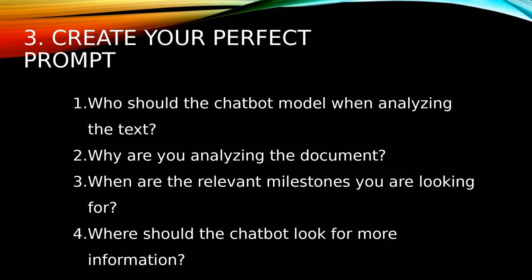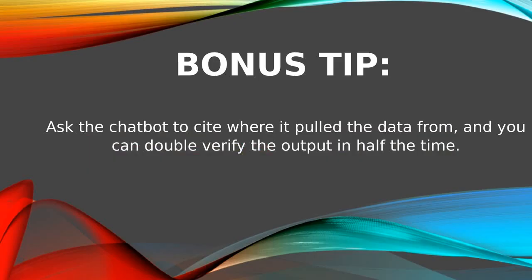Lower that frustration. Finally, one bonus tip: when you are creating that prompt, you want the chatbot to cite where it pulled the data from. Then you can double-check and verify the output in half the time, because it will actually give you the citation. It'll mark what document it came from. It saves a lot of time and energy when you are using generative AI to cut down on some of the work that you normally would be doing.